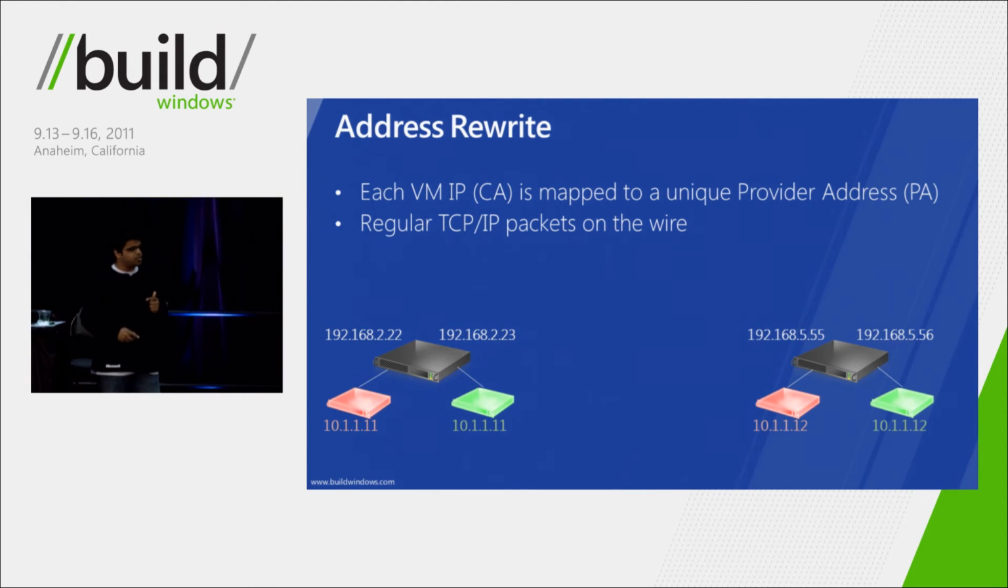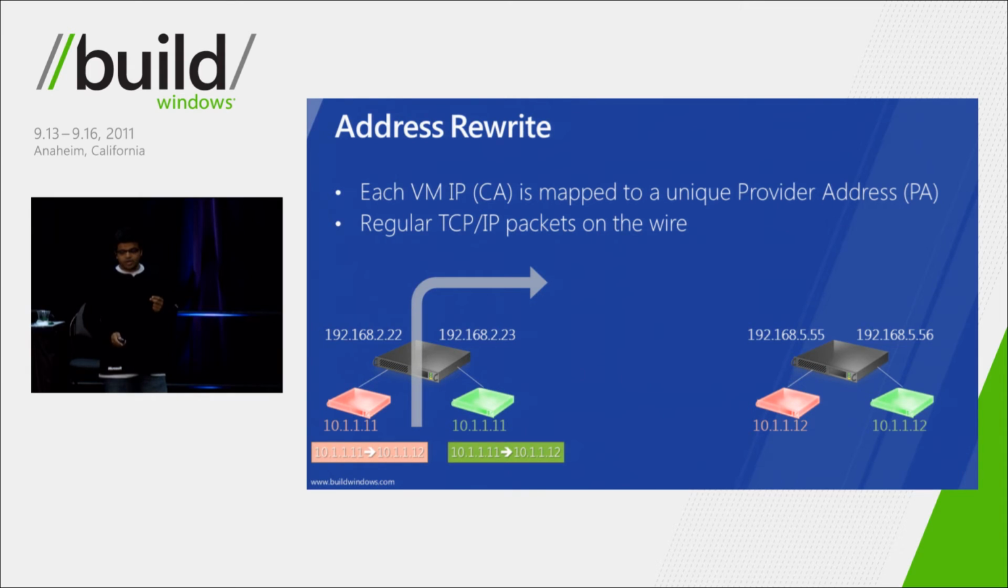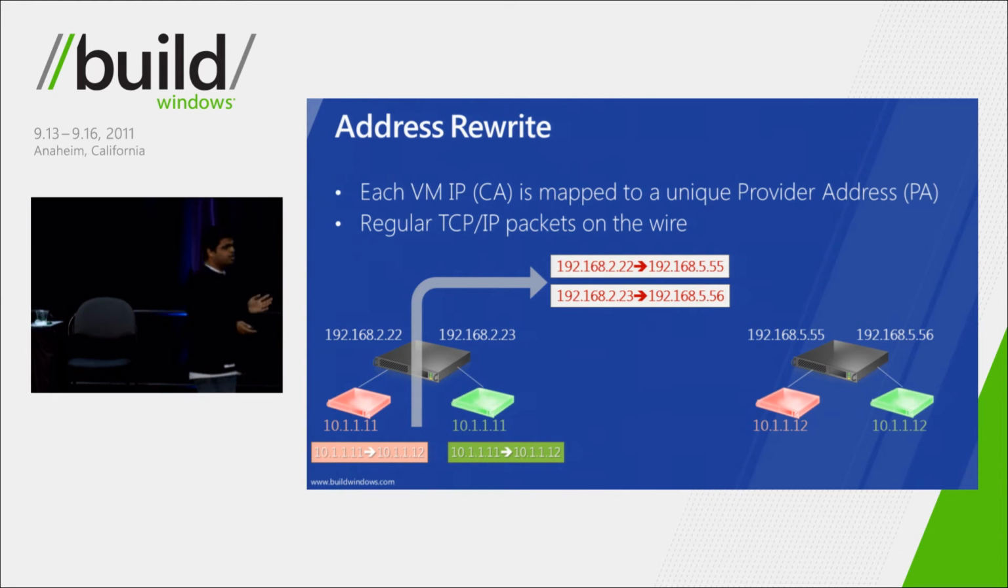It's the same example as before, but instead of one provider address, I have two provider addresses, one for each tenant. So the red guy on the source side is going to use 2.22, and the green on the source is going to use 2.23. Now, the packet on the wire, we essentially rewrite the source and the destination address to correspond to where you need to route it to. Again, the 192 address is routable.